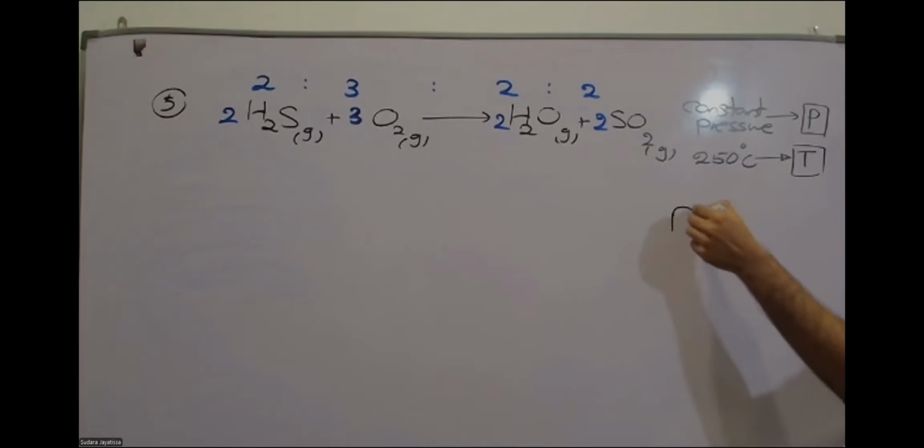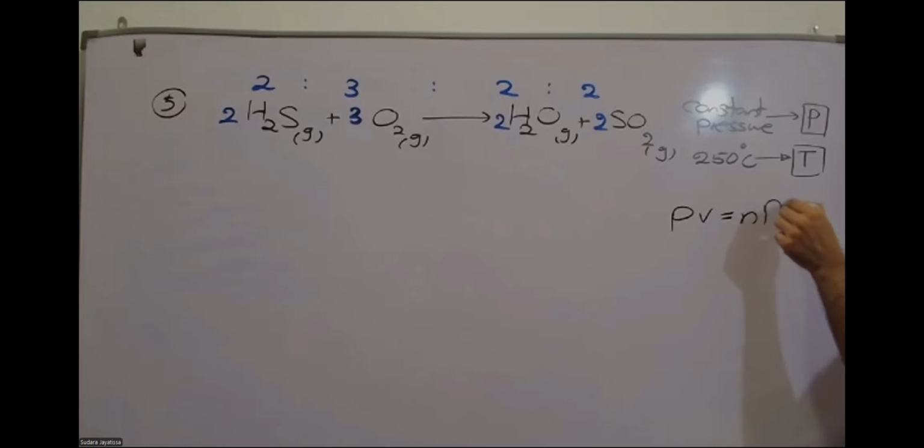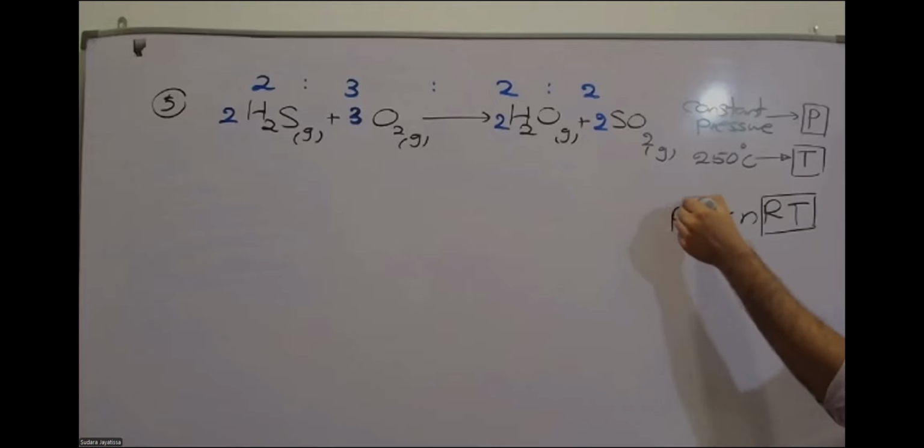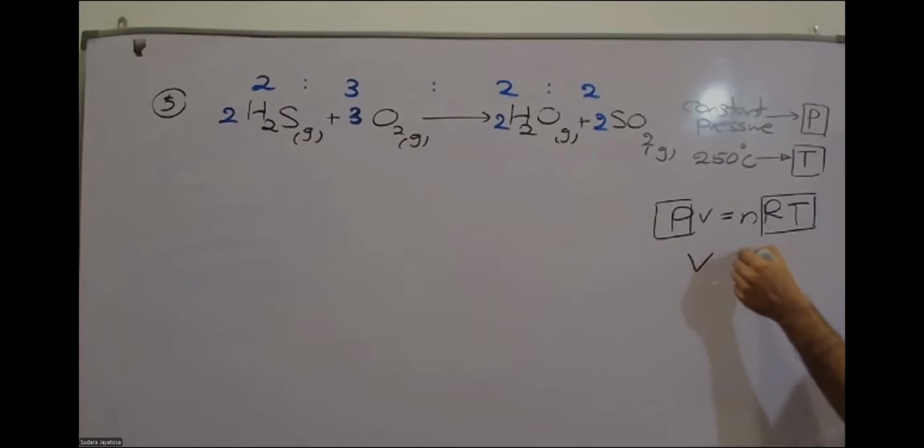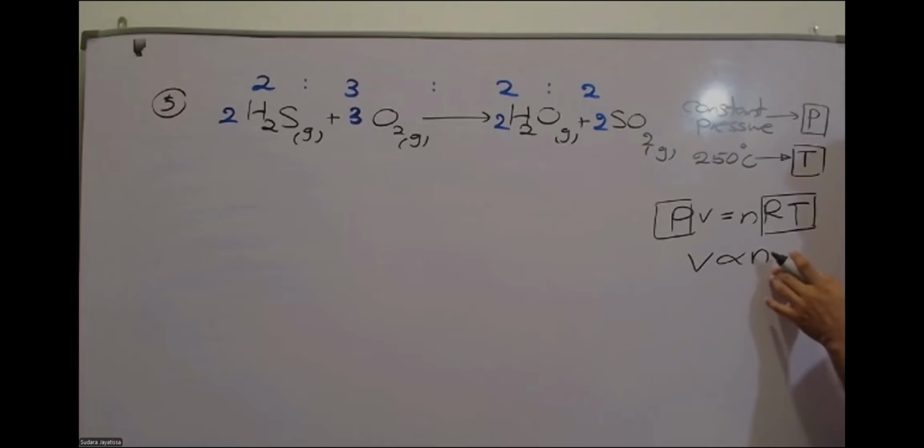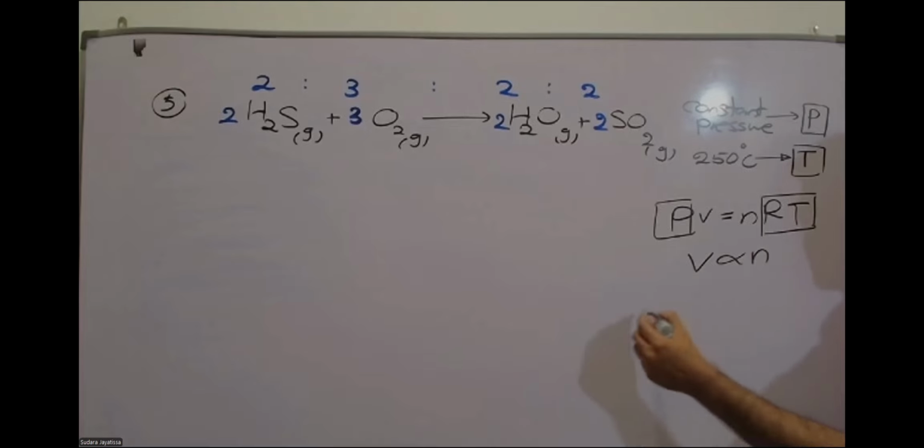So if you take PV equals nRT, which is there for the gases, R is anyway a constant. Therefore RT is constant and pressure is constant. You can see volume is proportional to moles. This is the theory I discussed that week. So whatever you do with moles, now you can do with the volume also. You can see now the stoichiometry ratios.